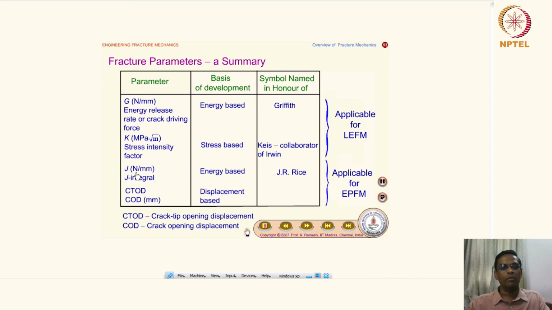And another parameter is J, which is measured in Newton per mm, called the J integral, again an energy based parameter proposed by J.R. Rice.